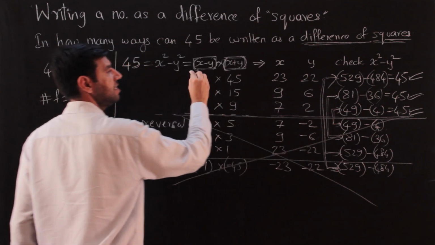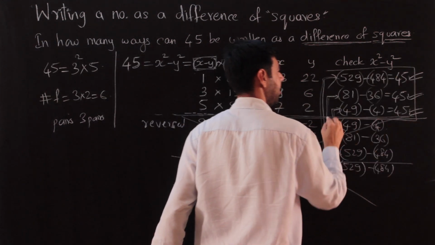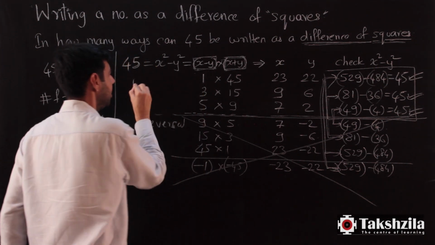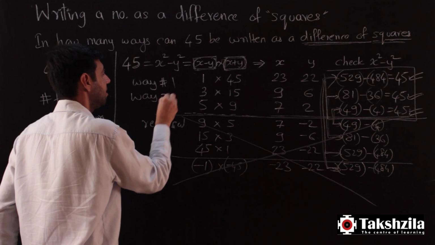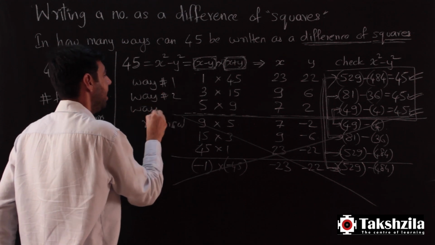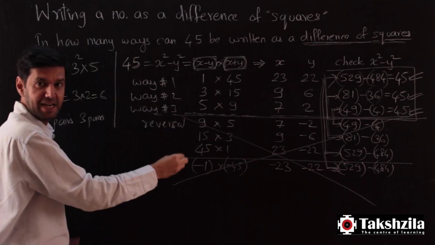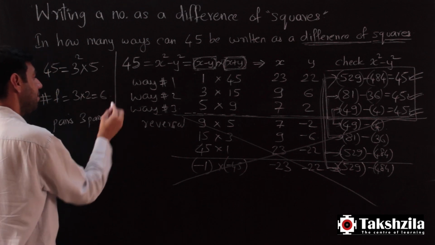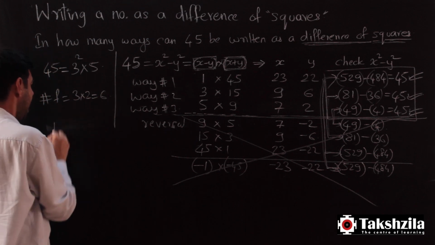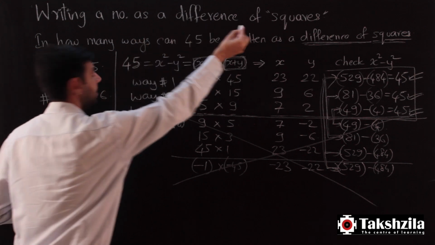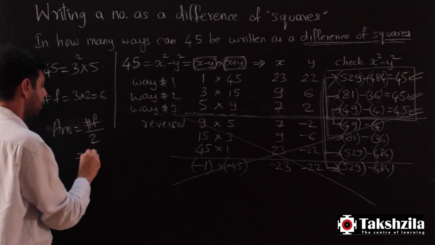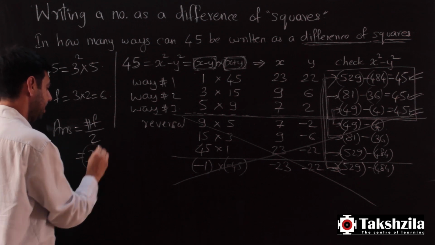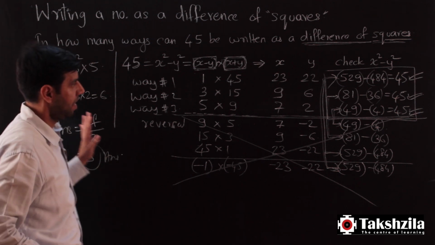So the answer is these are just the 3 different ways. So let me say this is way number 1, way number 2, a different way, and way number 3. And so my answer, having done it once, is you find the number of factors, 6, and in how many ways can I write it as a difference of squares? It is nothing but the number of factors divided by 2. 3 in this case. 3 is my answer in this case.